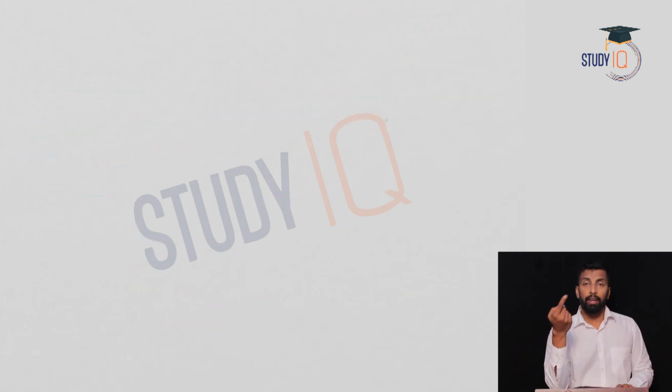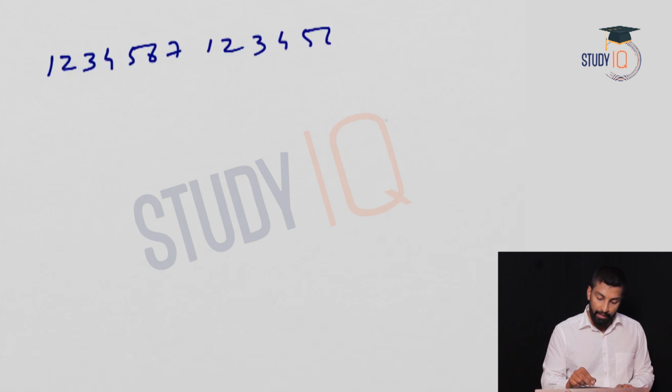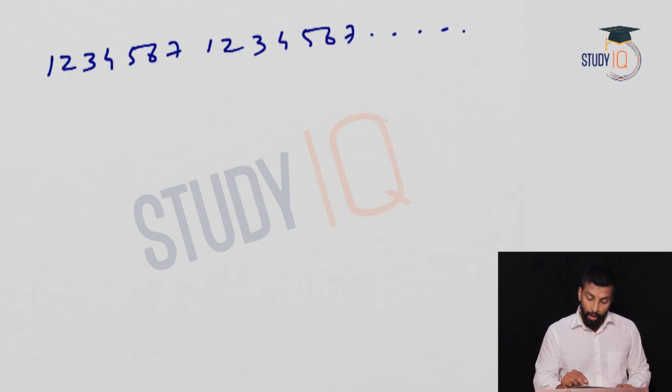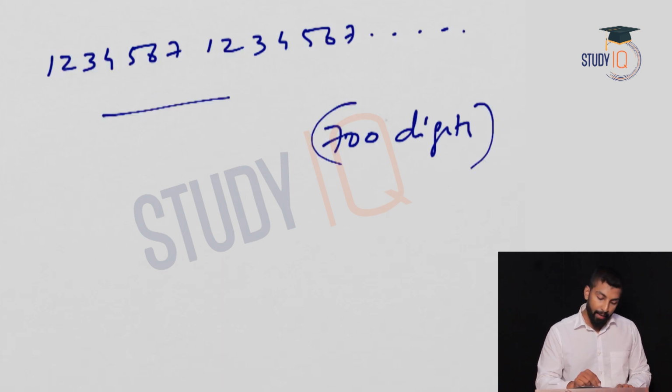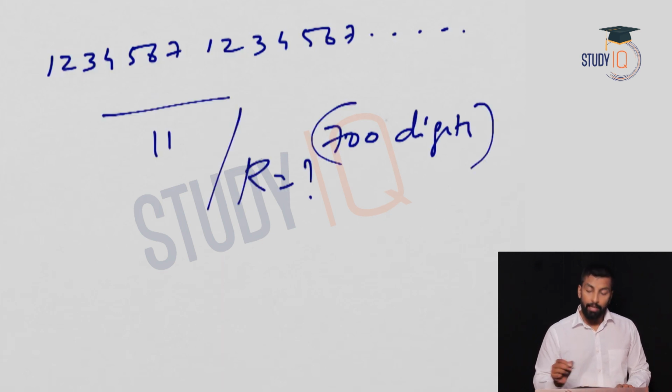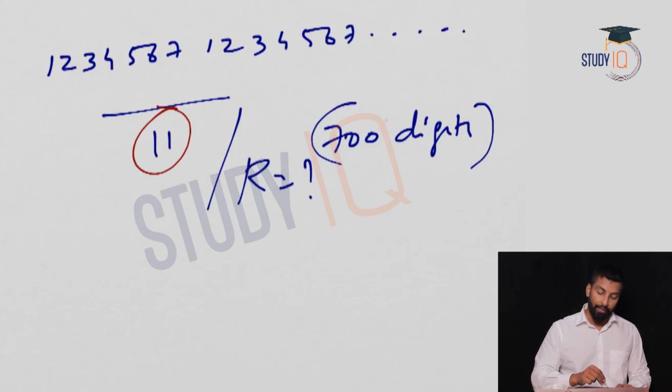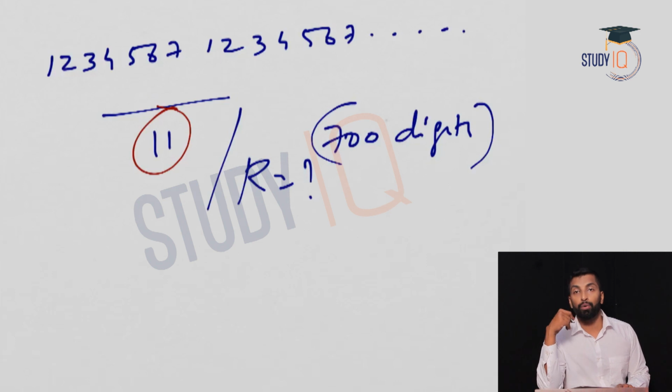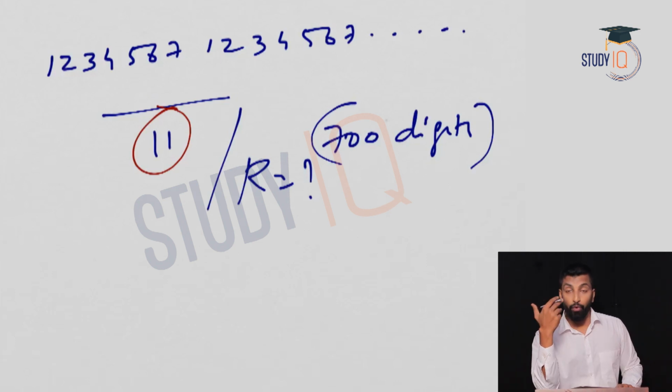Now in case of 11, if you get a question like this, 1 2 3 4 5 6 7, 1 2 3 4 5 6 7, like this, you have 700 digits, divided by 11. What is the remainder? The divisor is 11, so you're looking for the divisibility of 11. In case of 11, I told you, you don't have to group into ones. You can group into groups of 3, 5, 7, 11, etc. In case of 11, you have enough flexibility.